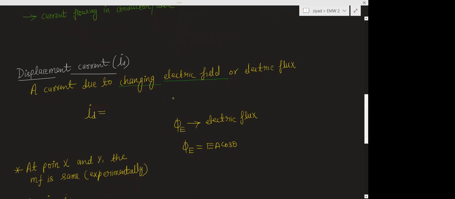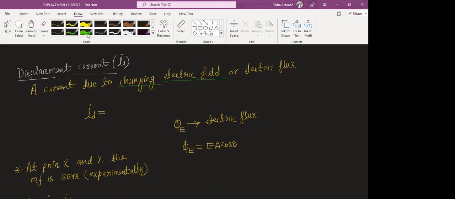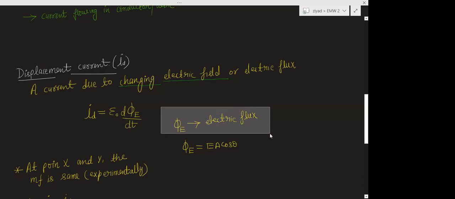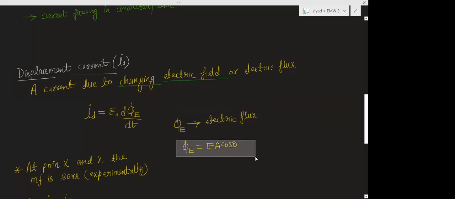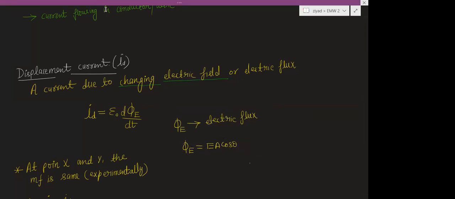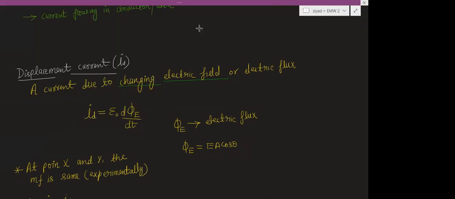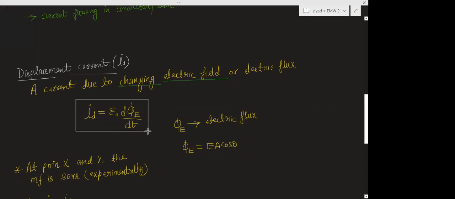And this displacement current is given by epsilon naught d phi e by dt. Here phi e means the electric flux, and this is the formula of the electric flux, E A cos theta. So this is basically the concept of the displacement current.